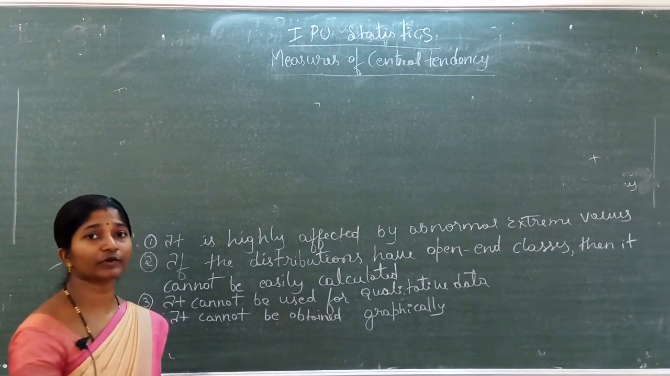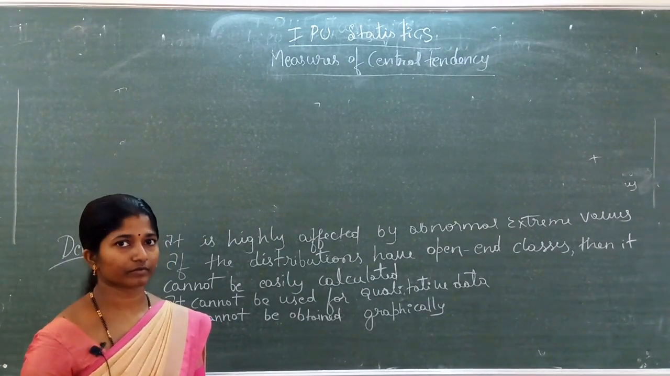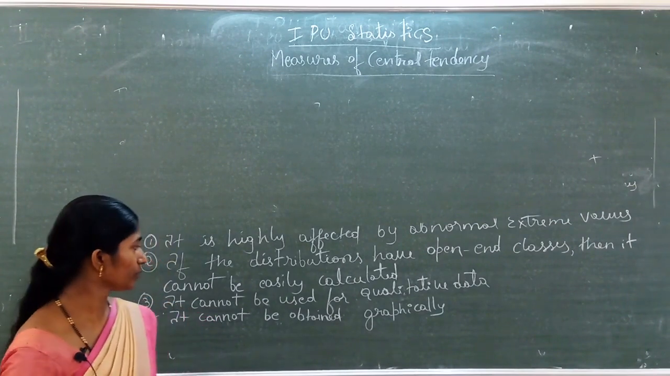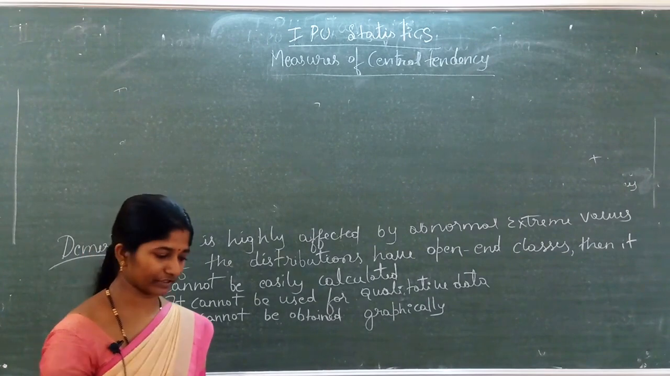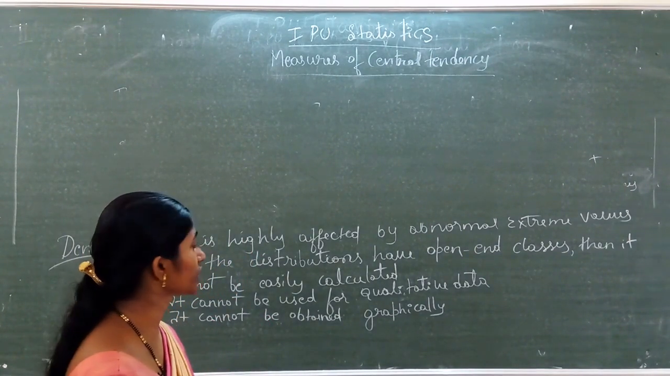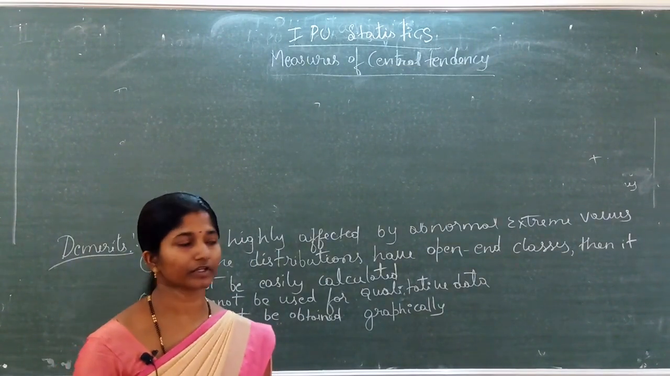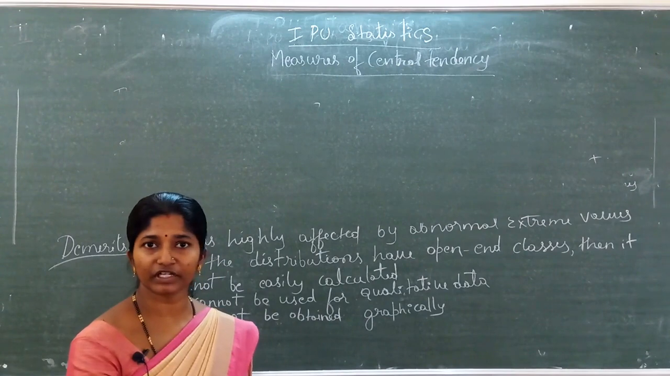For median and mode, those can be obtained by using a graph, but the arithmetic mean we cannot calculate graphically. Okay, these are the merits and demerits of the arithmetic mean. Next, the simple arithmetic mean is completed.